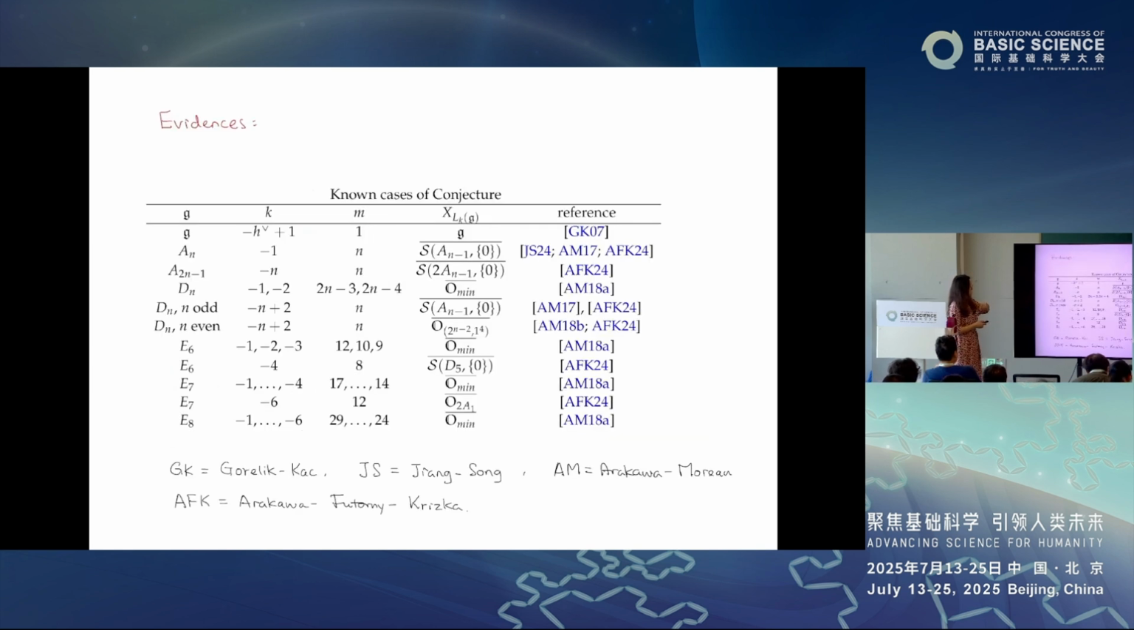Okay, and these are some evidence where this conjecture has been proven. Maybe I will not go through the list here; if you're interested, you can read the paper and see the corresponding cases. I just want to say that the references here, GK stands for Gorelik and Kac, JS is Jiang and Song, and AM is Arakawa and Moreau. AFK is Arakawa, Futorny, and Kriz. These people have done many nice works on computing the associated varieties of simple VOAs, and these are the results they obtained. So far, in all the cases where this variety has been computed, it conforms with our conjecture.